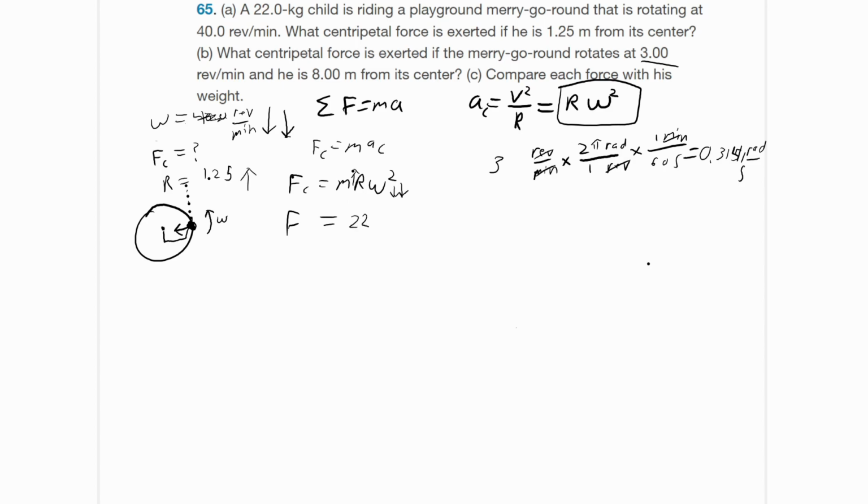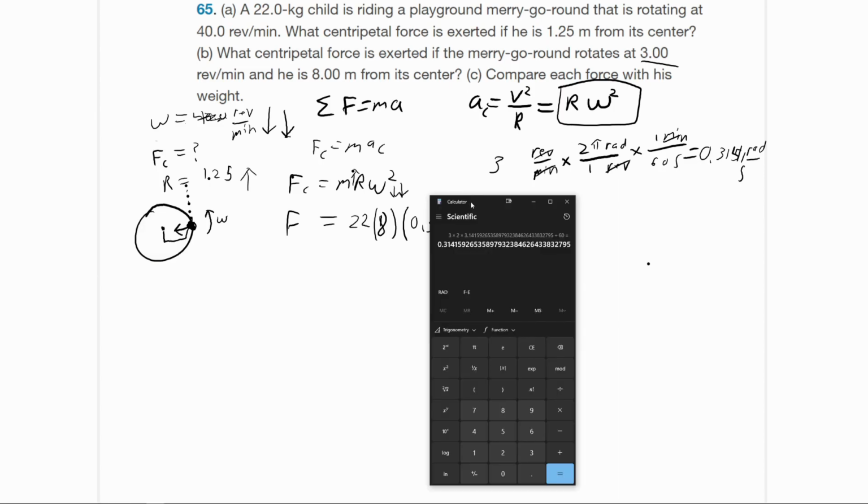The math is staying the same, 22. I'm going to drop the units for now because we know what units it should work out to, because it's the same equation. The radius got changed. It is now 8 meters. So we're multiplying this 22 by 8. And then we're going to multiply by the angular velocity we just found, squared. 0.3141, and square that.